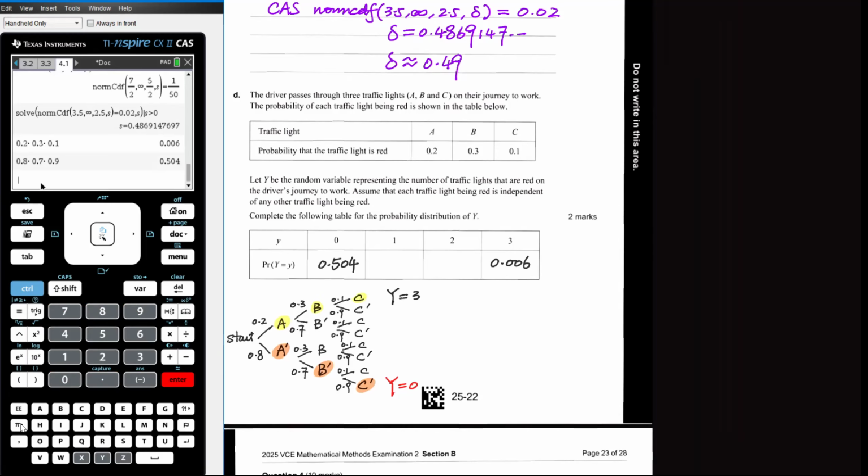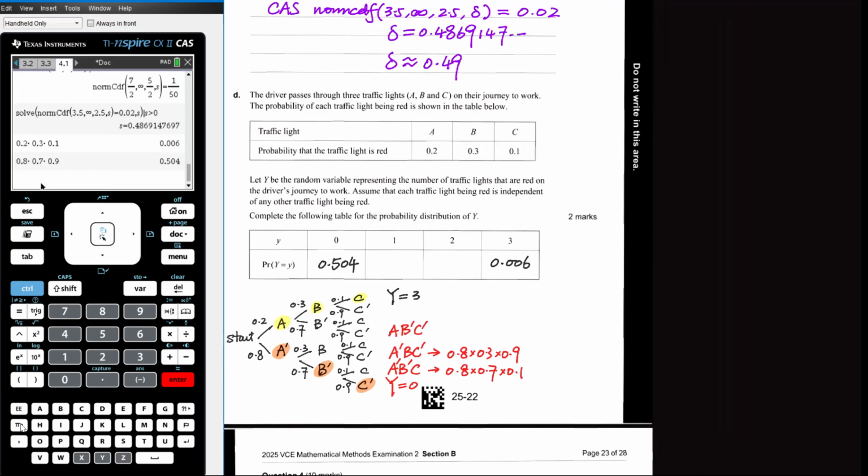If you have 1 there, that means one of them, that means A, B, C dash, A dash, B dash, C. That is 0.8 times 0.7 times 0.1. And we might get, let's say, A dash B, C dash. We should be able to get 0.8 times 0.3 times 0.9. And anything else? We could have, let's say, A, B dash, C dash.